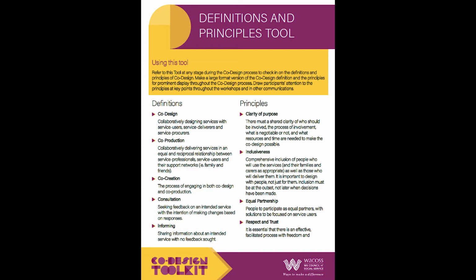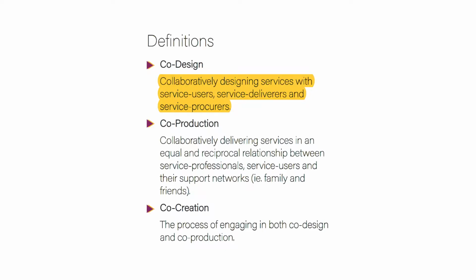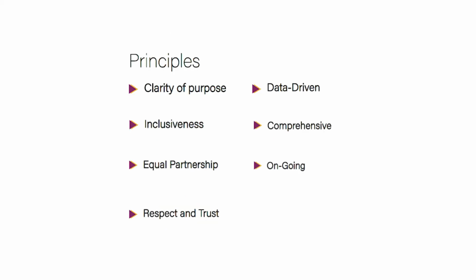So, what does this tool do? Well, it provides a definition of co-design and other related terms as well, but it also outlines some key principles of co-design. Clarity of purpose, inclusiveness, equality of the partnership, respect and trust. And these are some of the characteristics of any design process that involves people. They're elements that should be involved in all of our business.